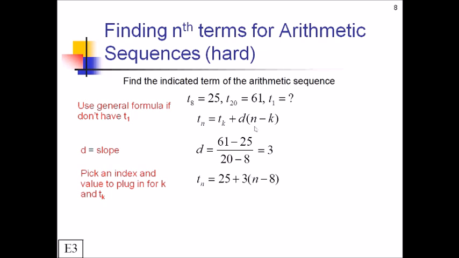Or you could say 61 plus 3 times n minus 20 equals t of n. So just pick one and be consistent. Now again, our n value is going to be 1 because we're looking for the first term. So just plug 1 in there and let's see what we get. So let's see, this is going to be negative 7. 3 times negative 7 is negative 21. 25 plus negative 21 gives us 4. So that means that the first minute of this call was $4, and it was $3 for each additional minute.